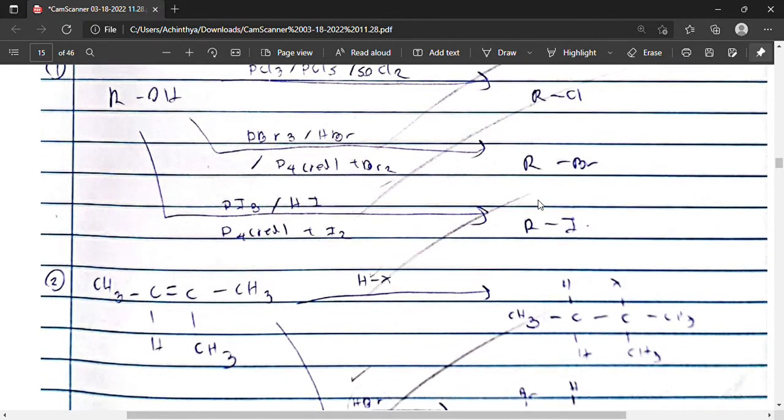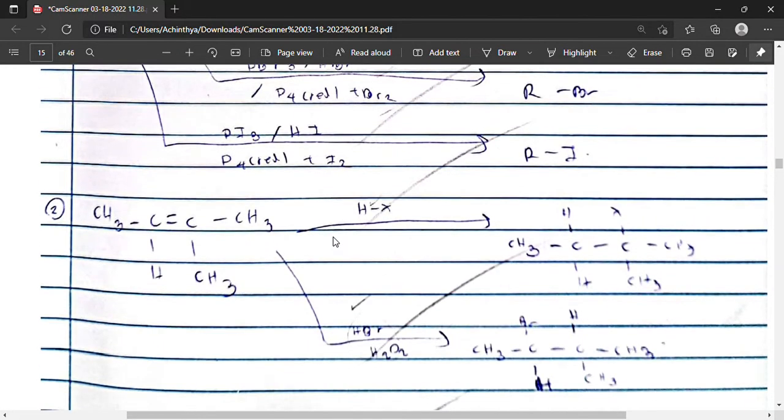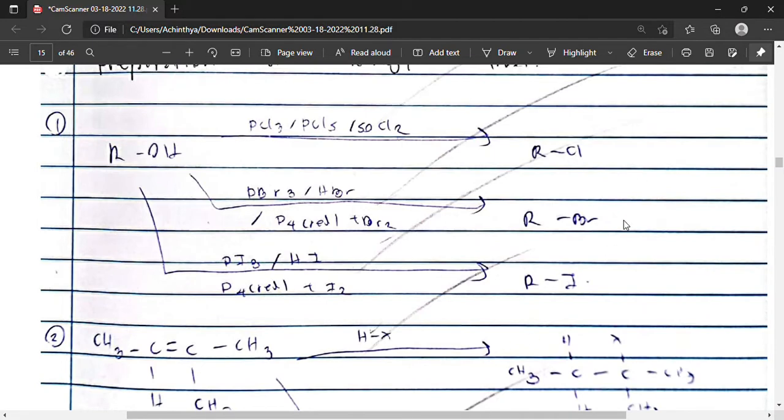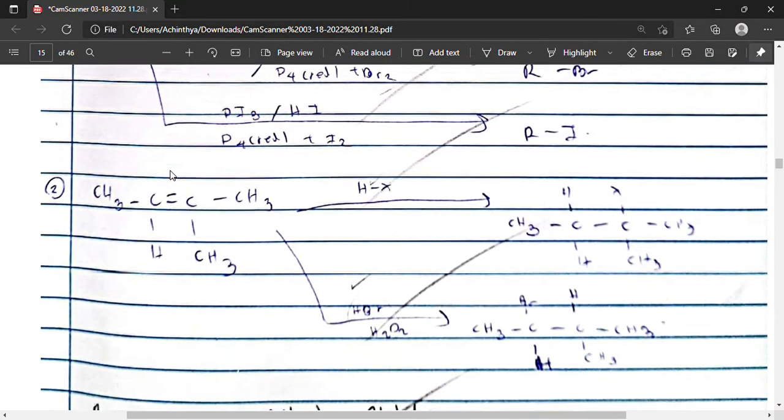If you want to obtain the alkyl iodide, what we have to do is heat it with PI3, hydrogen iodide or a red phosphorus and iodine mixture. That's how we obtain alkyl halides from alcohols.